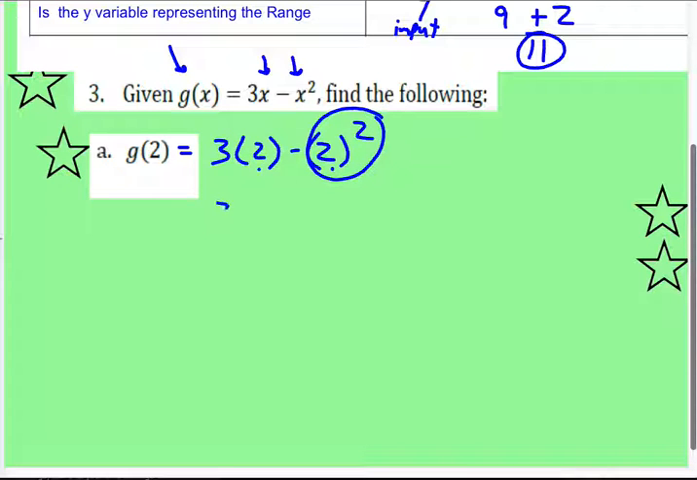2 squared is 4. So it's 3 times 2. Now, this subtraction or negative is not squared, just the 2 is squared, so it's minus 4. Multiplication and division, that would be 6 minus 4, or 2. So g of 2 is actually equal to 2.